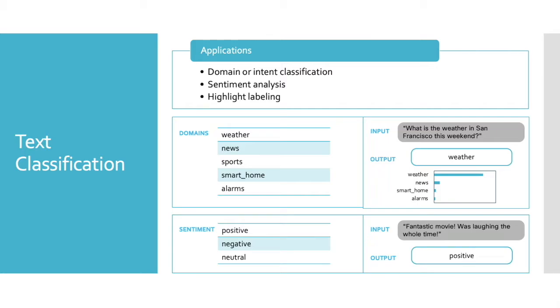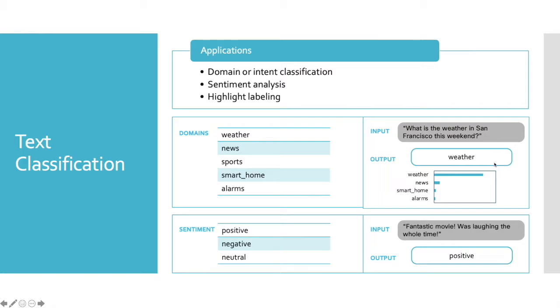One example application of this type is domain classification, or recognizing the general field or category that a query belongs to. For example, if your predefined domains are weather, news, sports, smart home, etc., and you want to classify the query, what is the weather in San Francisco this weekend? The model can predict the label weather.